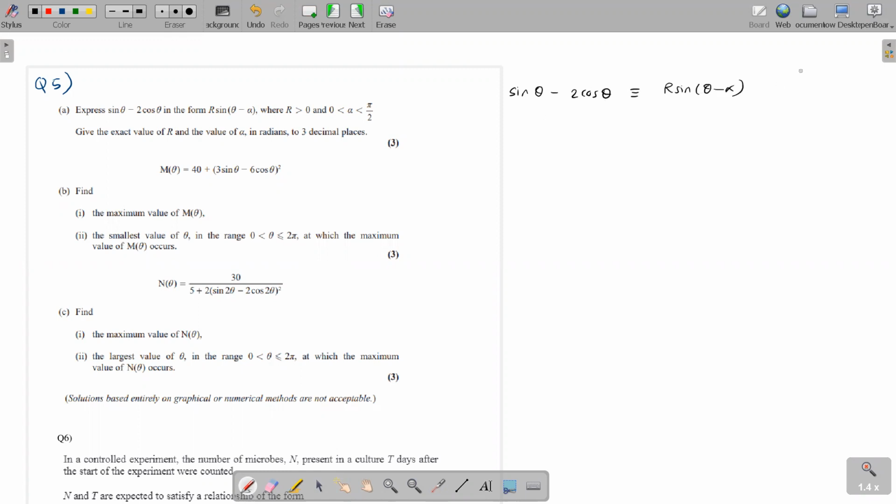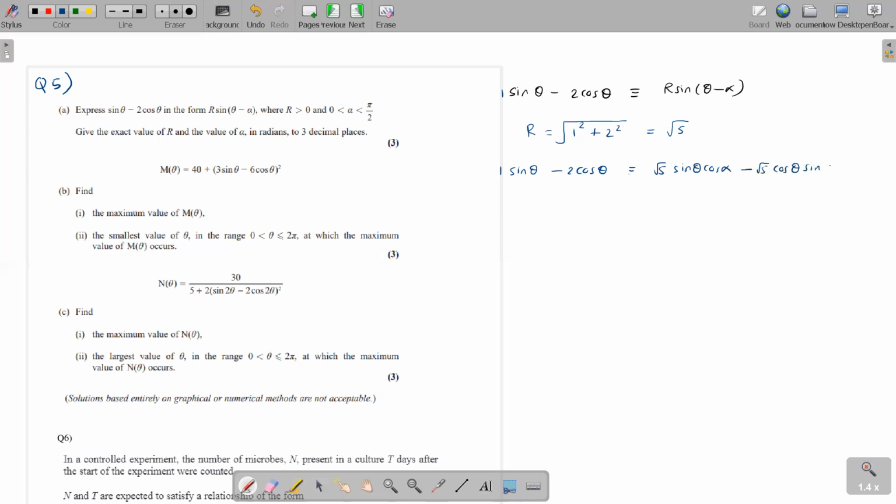So r is obviously what? So this is 1 sine theta, so 1 squared plus 2 squared, square root. r equals root 5, right? Is that okay? 1 sine theta minus 2 cos theta. If you want, you can open this: root 5 sine theta cos alpha minus root 5 cos theta sine alpha.